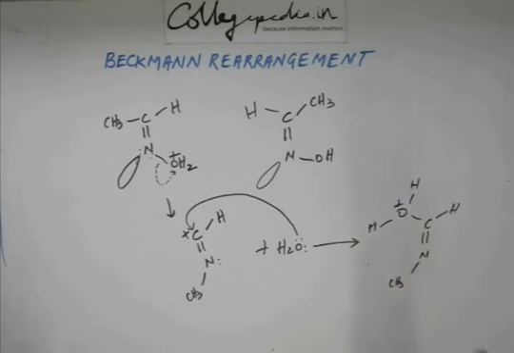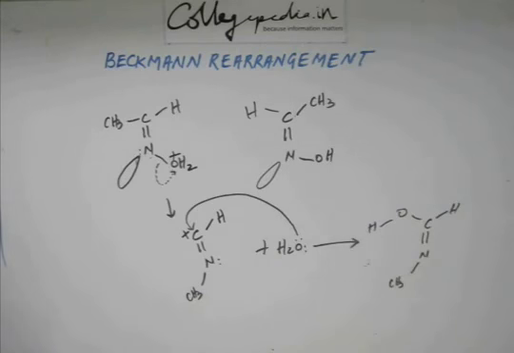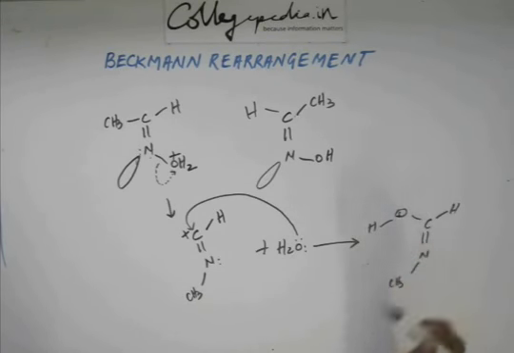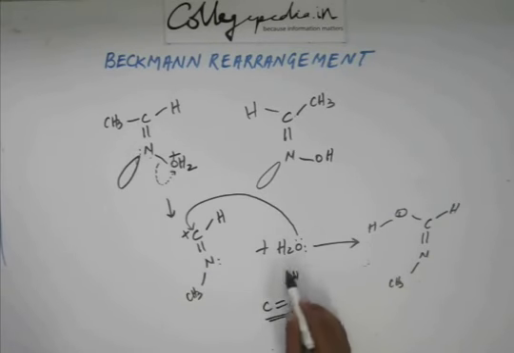And this plus charge can be dispensed off by removing that H plus, anything in the system, any conjugate base, any other water molecule will take away that H plus. So this becomes neutral. And as you can see, this is similar to enol. When you have a situation like this, we call it an enol, right? This is the alkene and this is the alcohol.